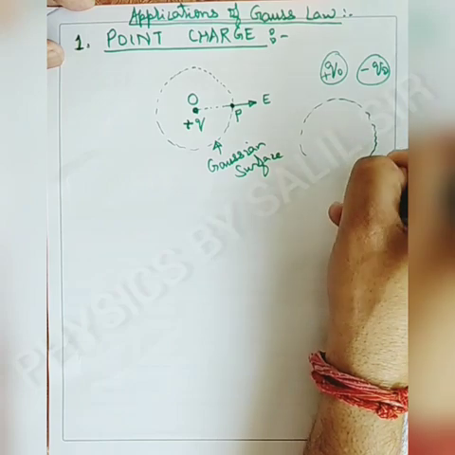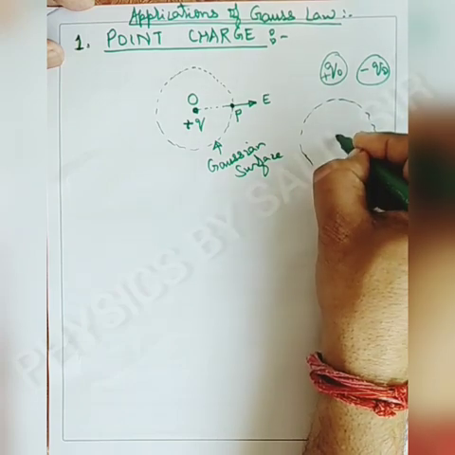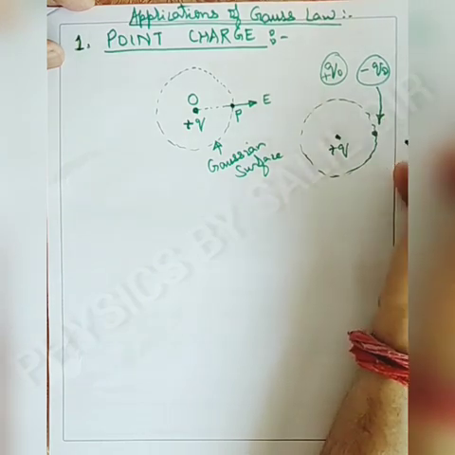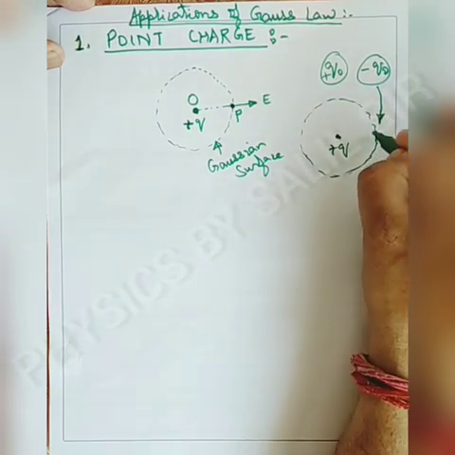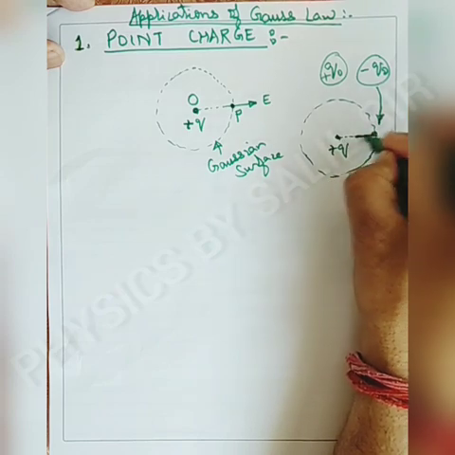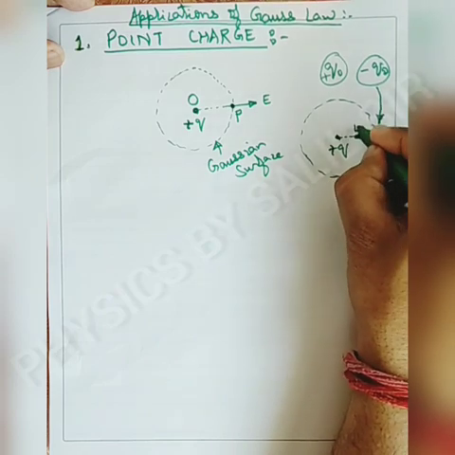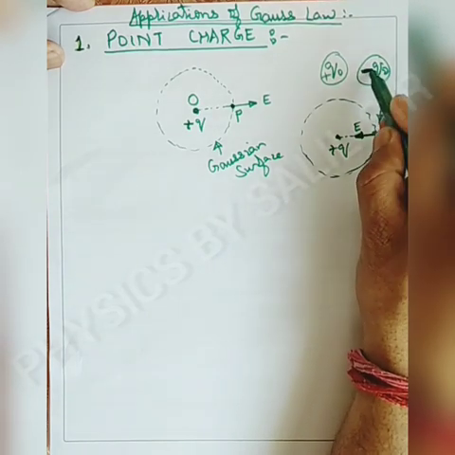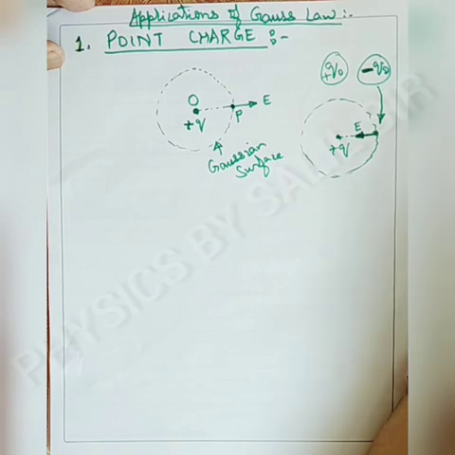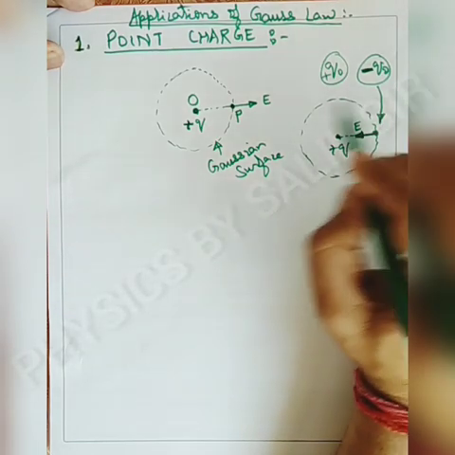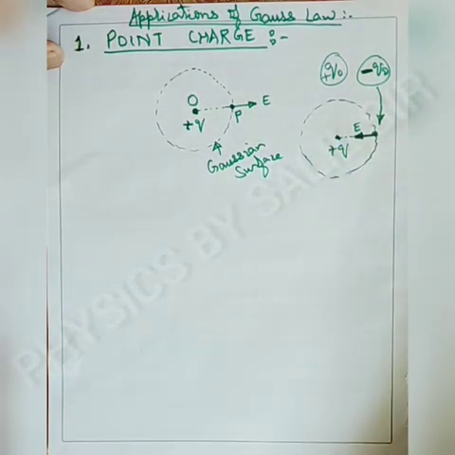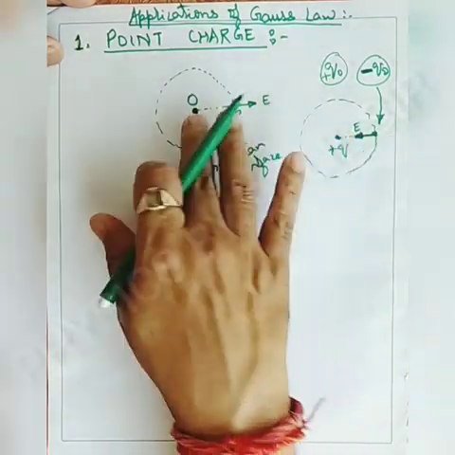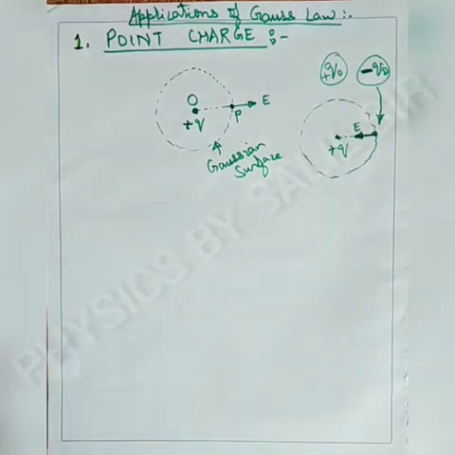I am showing with the diagram. Suppose this is plus Q, and this is the point where I kept the minus Q naught charge. This is the test charge. So the direction of electric field intensity will be towards plus Q, because this test charge will be attracted towards plus Q charge. So there is a difference only in the direction of electric field intensity. These are the two cases which you have to remember always.